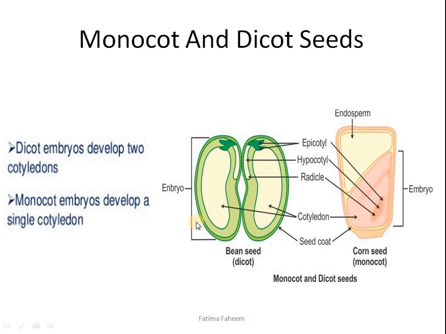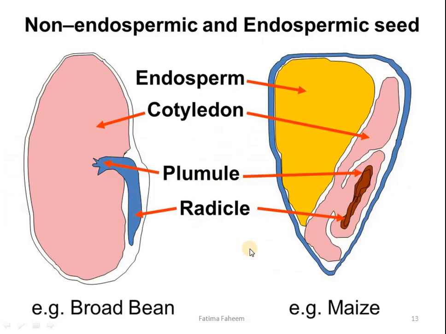So we will just focus on this difference, that a monocot seed will have one cotyledon while a dicot seed will have two cotyledons. Mind it that cotyledons are structures which are storing food in the form of starch. Here in the structure of the seed, you can see in a bean, we can see there is a seed coat, so it is present in the maize seed.